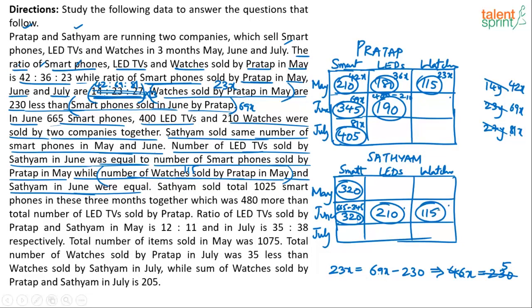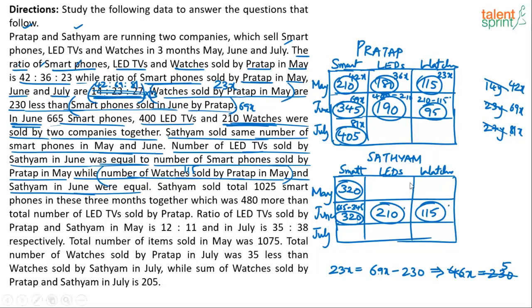Again, going back to the previous statement, we know that total 210 watches were sold by the two companies together in June. Yes or no? In the month of June, we knew that this is 210. Sum of watches by Pratap in June and Satyam in June is 210. Out of 210, if 115 has come here, balance has to come here. So this will be 210 minus 115. How much will that be? 95. So 95 watches were sold by Pratap in June.